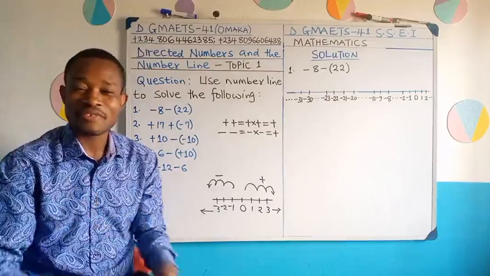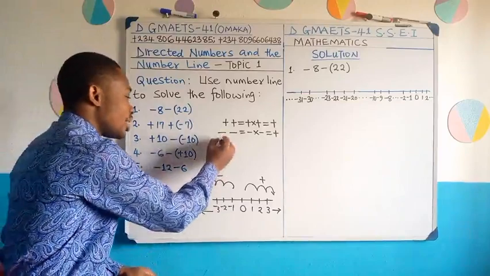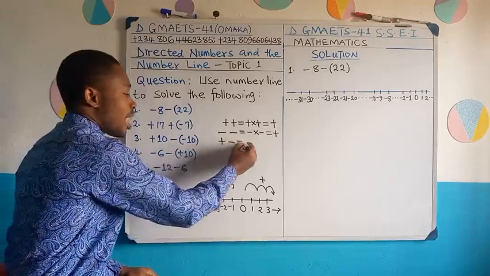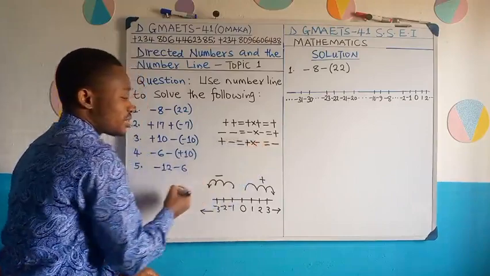Now, what if you have different signs? So let us look at that. Just imagine you have plus, minus. This plus, minus is the same as plus times minus. Plus times minus will give you minus.